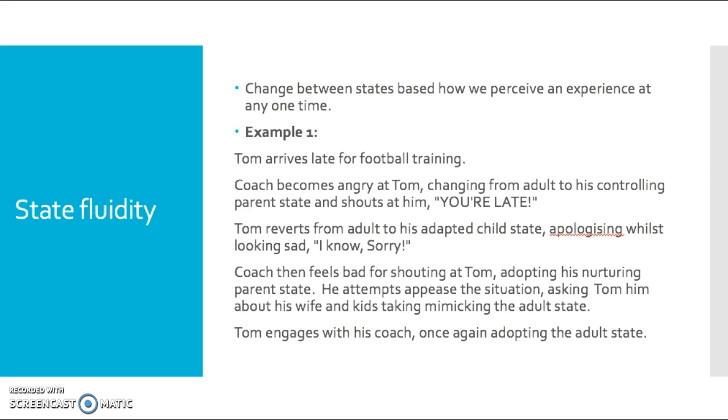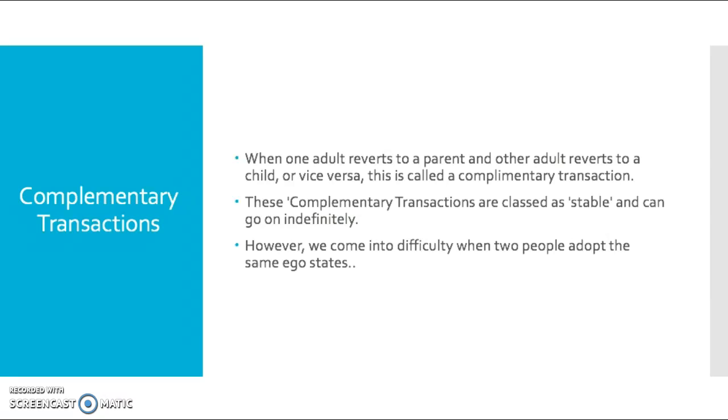So the coach then feels bad for shouting at Tom, adopting his nurturing parent state. He attempts to appease the situation, asking Tom about his wife and kids, mimicking the adult state, hoping that Tom will change to this state and bring back the balance again. Fortunately, in this example, Tom engages with the coach, once again adopting his adult state.